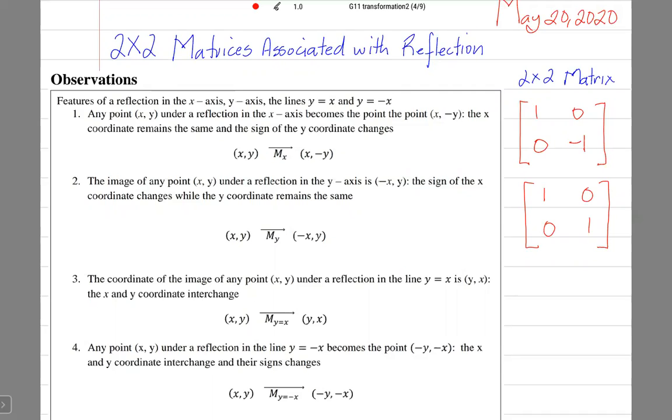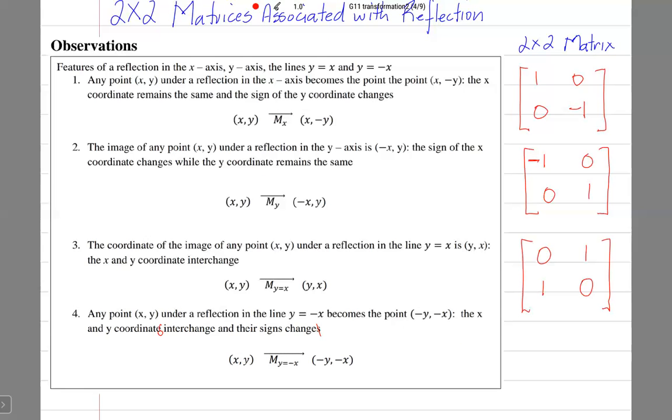The identity matrix does nothing to a point. It doesn't do anything. All right.